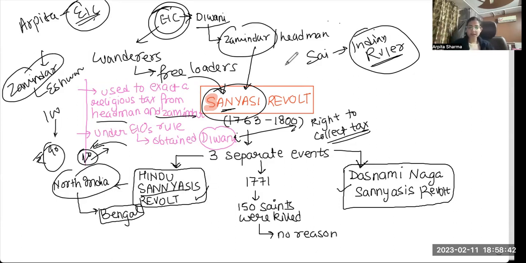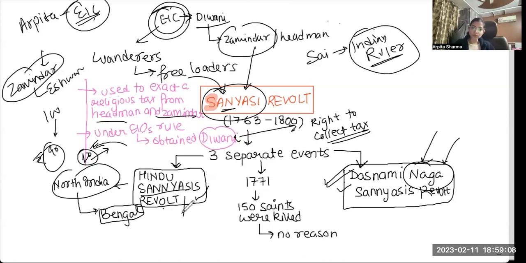Clear, Ishwar? Point is clear. Everyone, point is clear. Why did the Hindu sannyasi revolt happen? And the same thing happened in the Dasnami sannyasi Naga case also. Here, Nagas were those sannyasis who were naked. They did not wear any clothes. So the East India Company officials used to berate them, belittle them. So they were insulting the spiritual side of India also. That is why these people revolted against the Britishers.